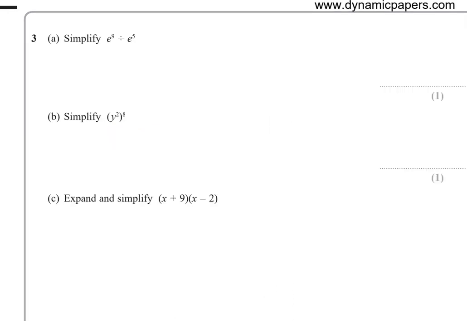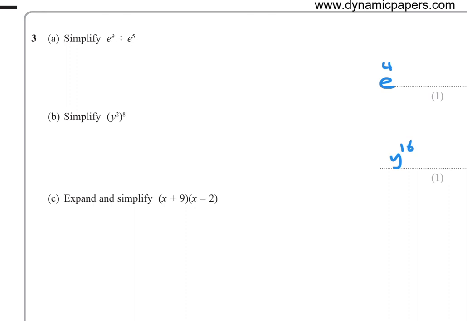Number 3a, simplify. E power 9 divide e power 5, subtract the power, so e power 9 minus 5, so e power 4. B, simplify. Y power 2 all power 8, multiply the power. If you have two powers, multiply them, so y power 16.